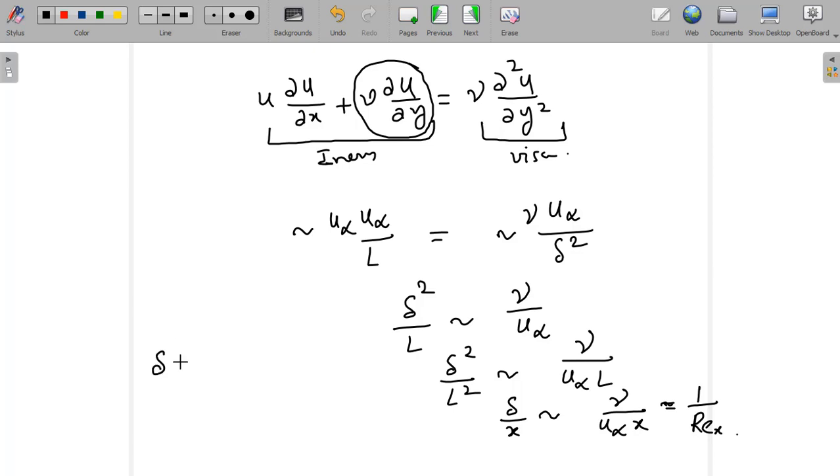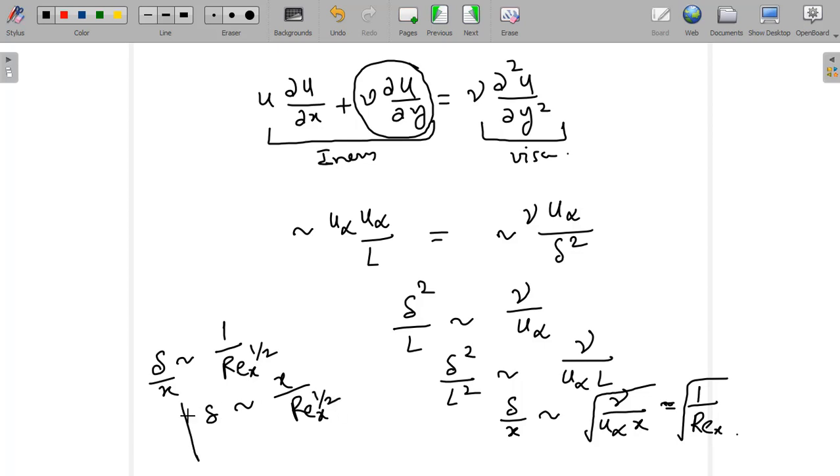So delta by x is of the order of magnitude of 1 by, sorry, here you have to take the square root, right? Because this is delta square by L square, so delta by x will be the square root of that, so Re_x to the power half. Or in other words, delta is of the order of x by Re_x to the power half. So this is one of the very important results that we can see.